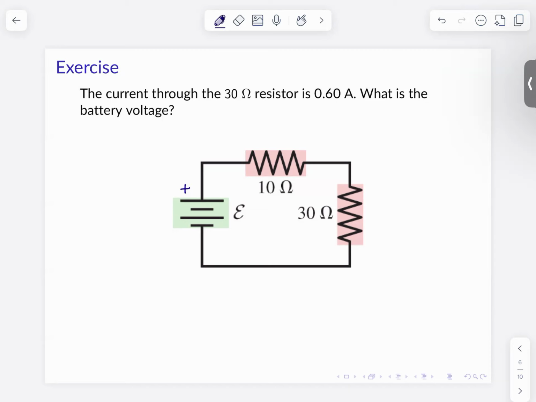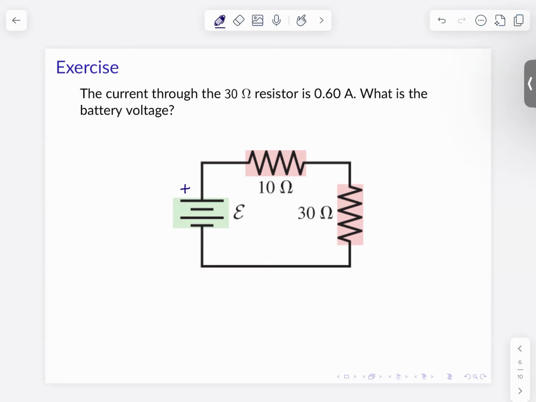Current times resistance. In this case, 30 times 0.6 is 18. What does that mean? Does that mean that the battery voltage is 18 volts? IR tells you the voltage across that resistor. 0.6 times 30 is 18 volts difference from here to here.